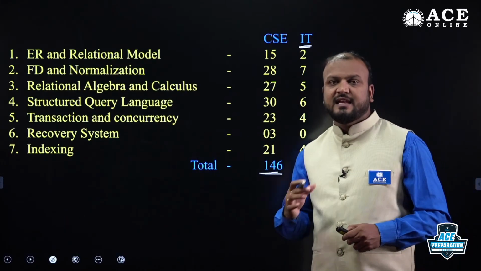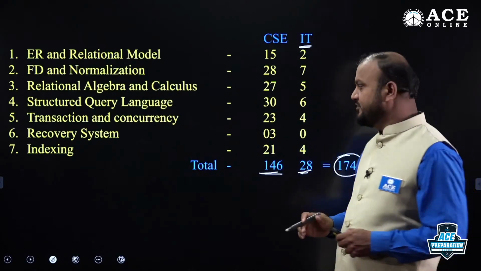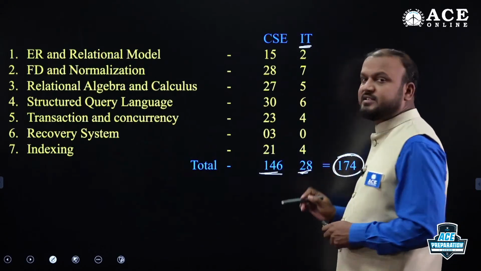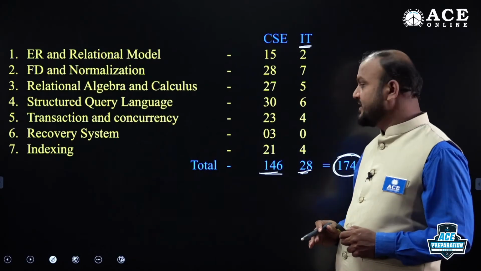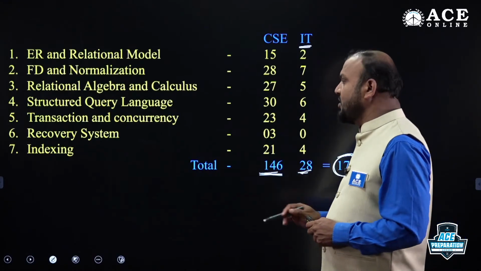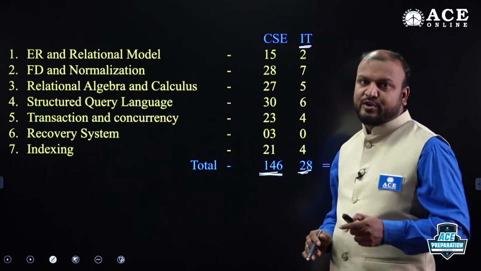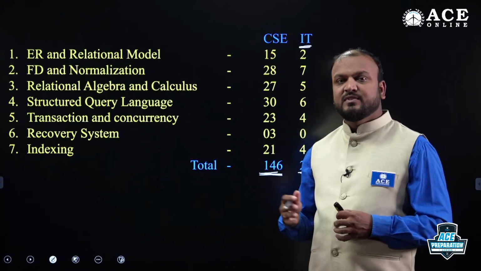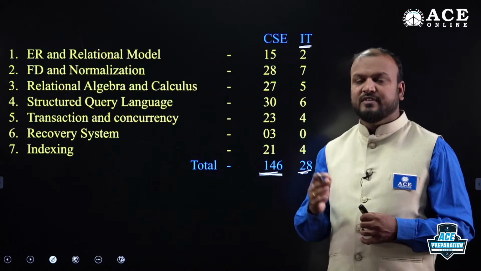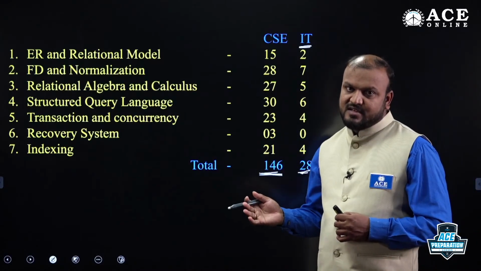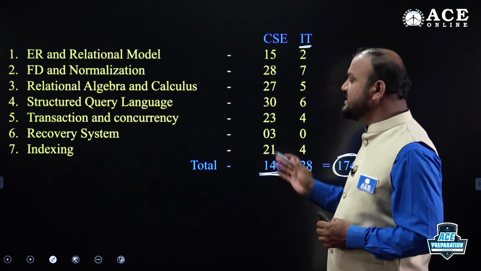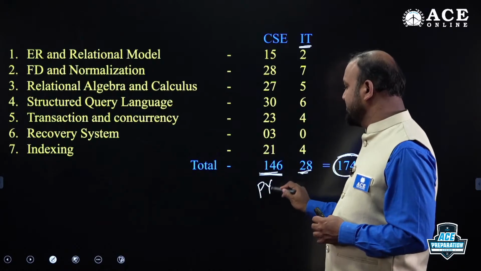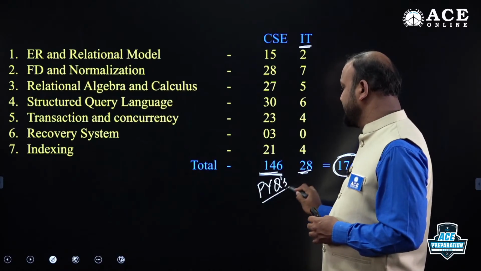If you see the ACE previous year booklet, you can find all these 174 questions and their detailed solutions. Solving all the PYQs is very, very important. Why? Because 95% of the paper is from the tapped area and 5% is untapped area. So if you solve all these PYQs, you are ready for 95% of the paper.